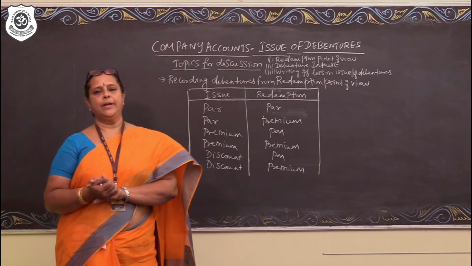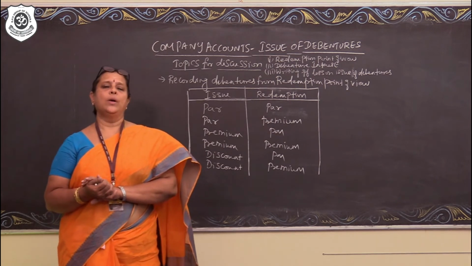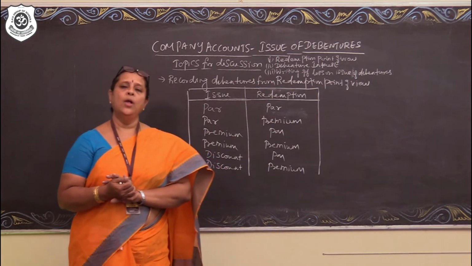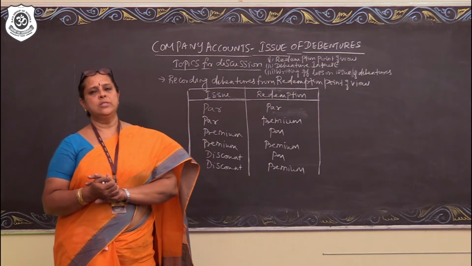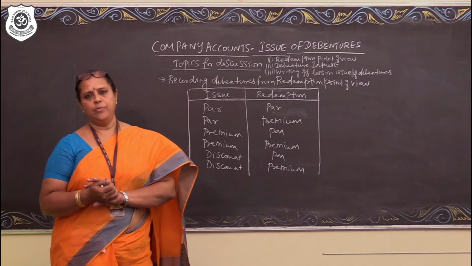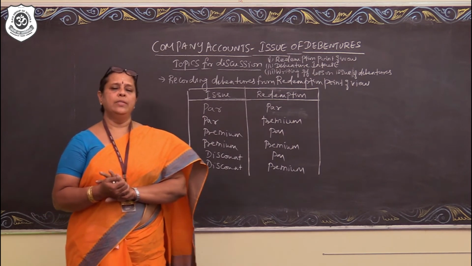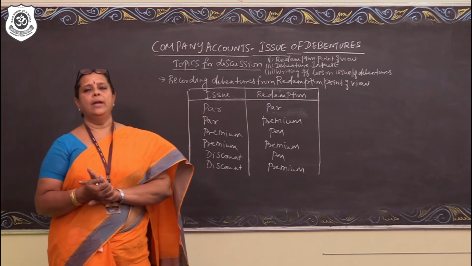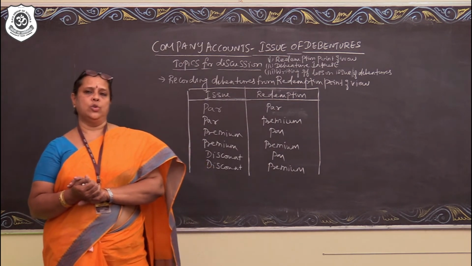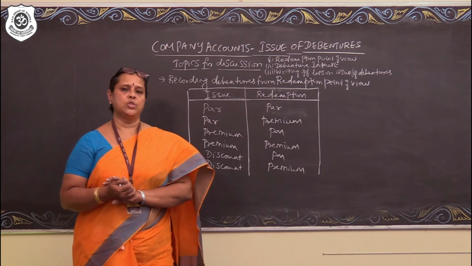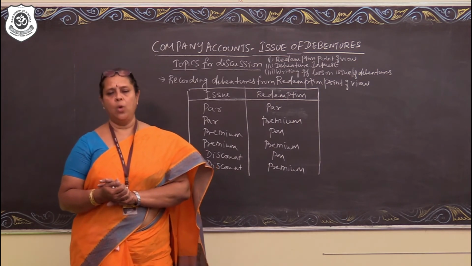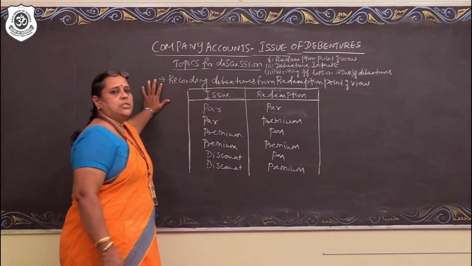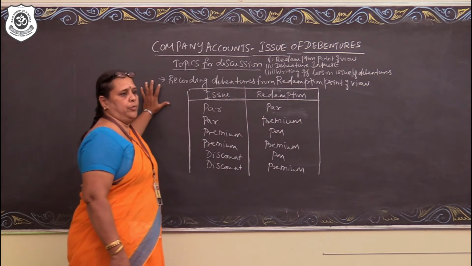Now we shall continue with the same chapter to complete the rest of the three topics. The topics for discussion today will be issue of debentures and their recording from a redemption point of view, then debenture interest, the concept of periodic payment, and writing off of discount on issue of debentures or loss on issue of debentures. To start with, issue of debentures and recording the debentures from the redemption point of view.